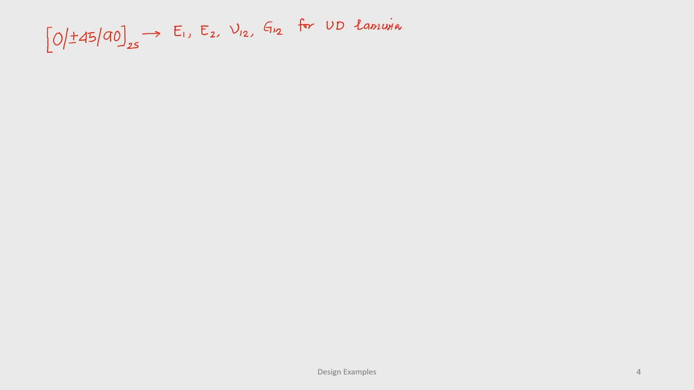So, what we do is, for a UD carbon epoxy lamina, we determine the reduced stiffness. Recall what the reduced stiffness matrix is from your macromechanical analysis of lamina, the reduced stiffness matrix Q.